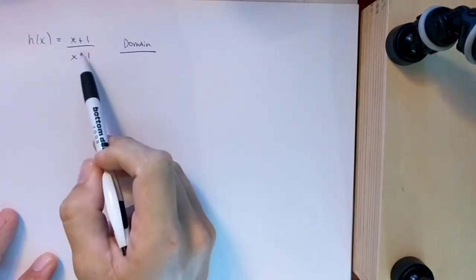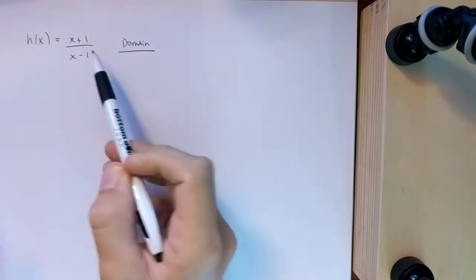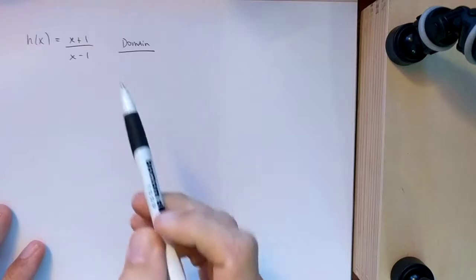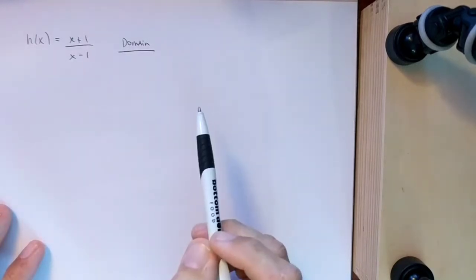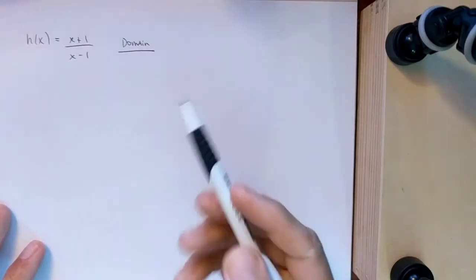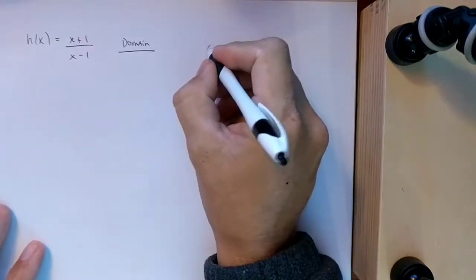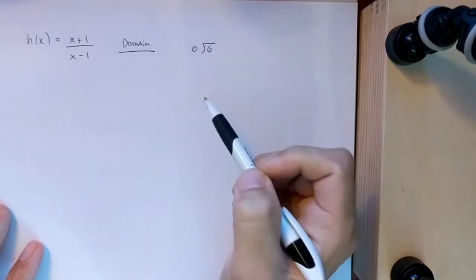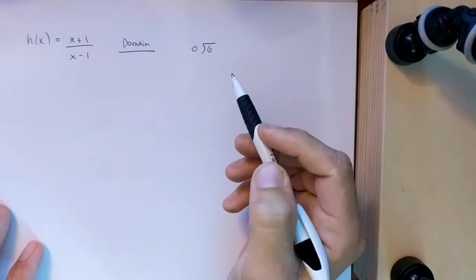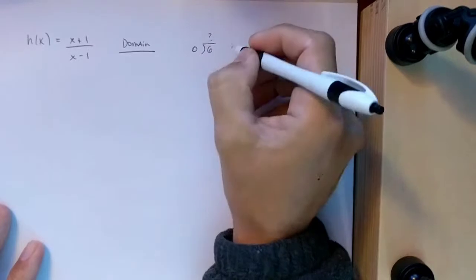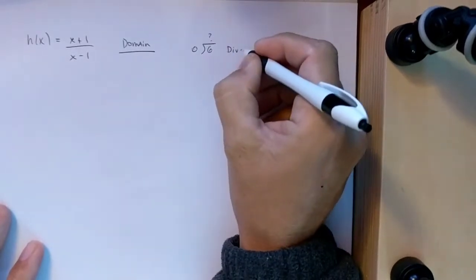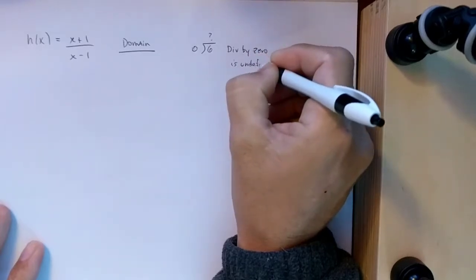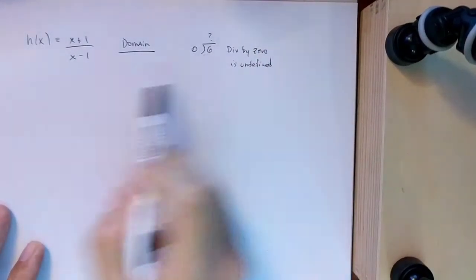So the problem with this function is that there's a denominator, and you're not allowed to divide by 0. There's no number that you can divide by 0 and get an actual answer out of it. You may not realize that, but let's say that we could do 6 divided by 0. What number times 0 equals 6? There isn't one, right? That's the reason why division by 0 is undefined. So what would make that problem happen over here?